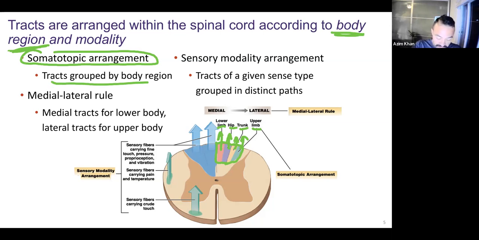What you'll notice is that there's a general medial lateral rule. Your lower limb and your hip, which is for your lower body, they're more medial. They're more medial here in the spinal cord. Areas of your lower body, the axons are generally located more medially in the spinal cord, while if you're more lateral, it's for the upper body. Medial tracts for the lower body, lateral tracts for the upper body.